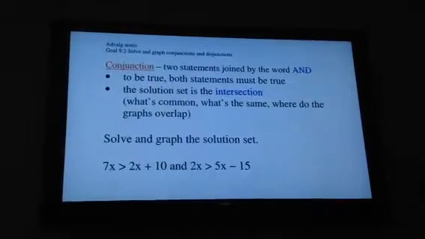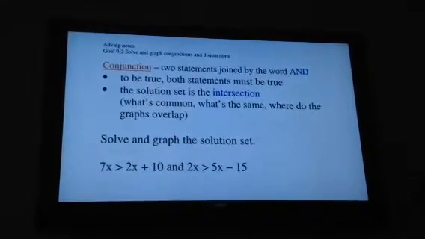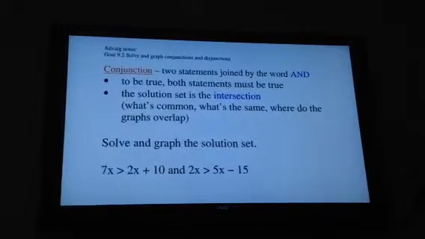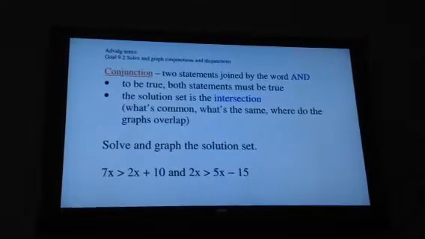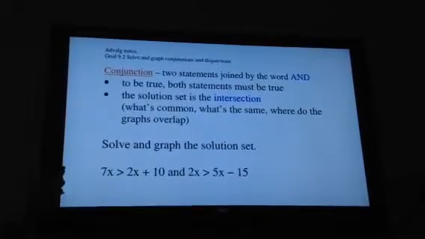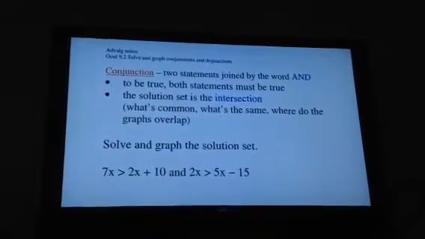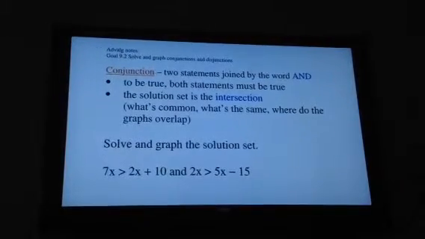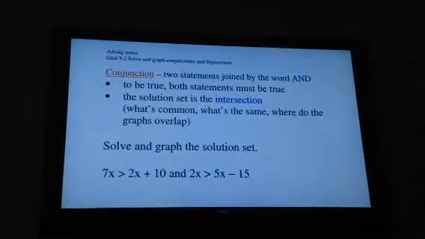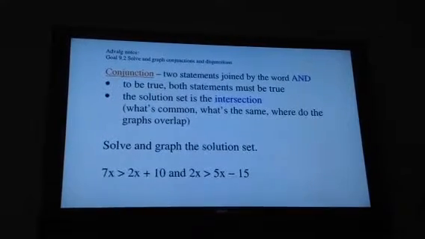A conjunction: two statements joined by the word and. To be true, both statements must be true. The solution set is the intersection. So the main words that I have in blue are what you should remember, that an and is an intersection. And an intersection means what's common, what's the same, where do the graphs overlap each other. That's what an intersection means, okay?